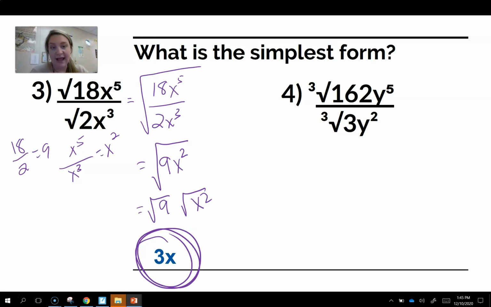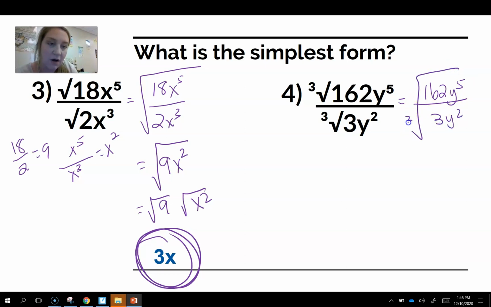Number 4, I have another division problem. They are both cube roots, so I can move forward with this problem. If one was a square root, I would just stop and say I can't do it. But they both have a cube root. So I'm going to do exactly what I did last time. I'm going to put it all into one fraction first. So we have 162y to the 5th over 3y squared, and this is now all going to be underneath a cube root.